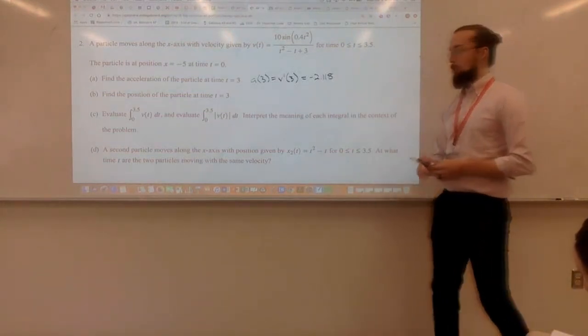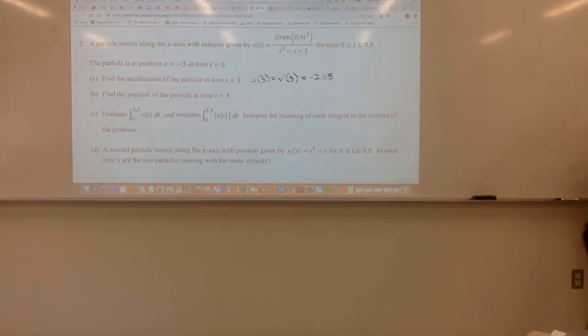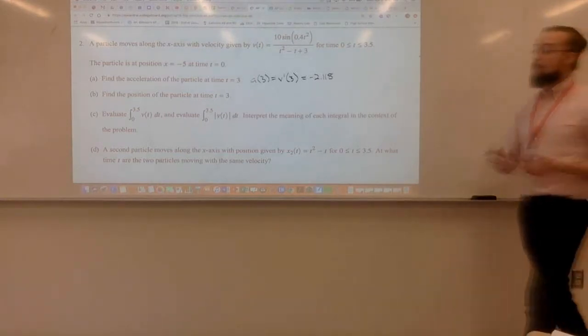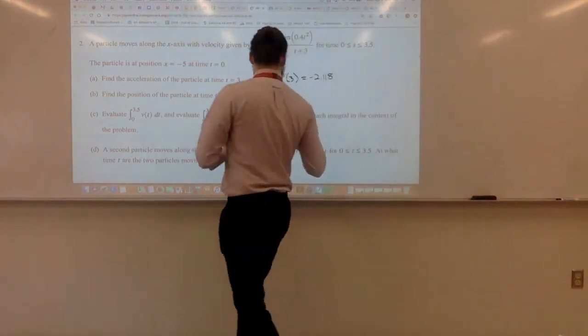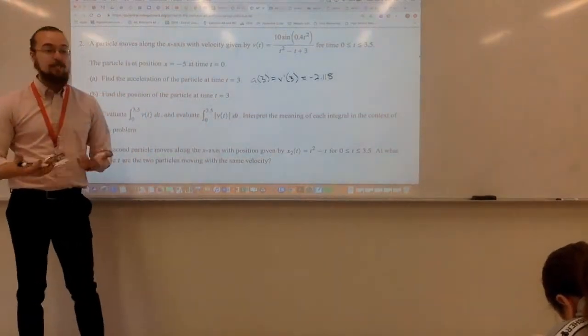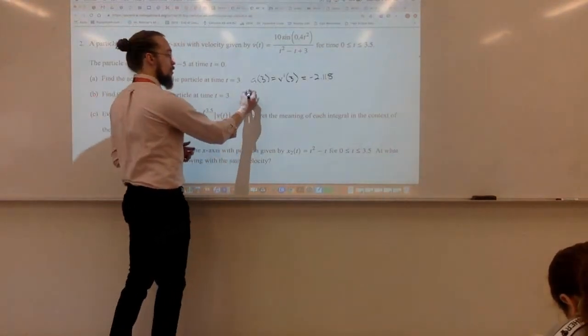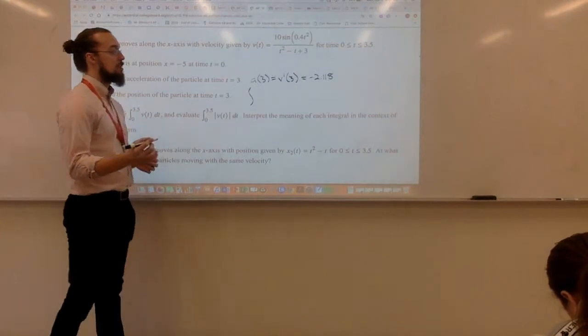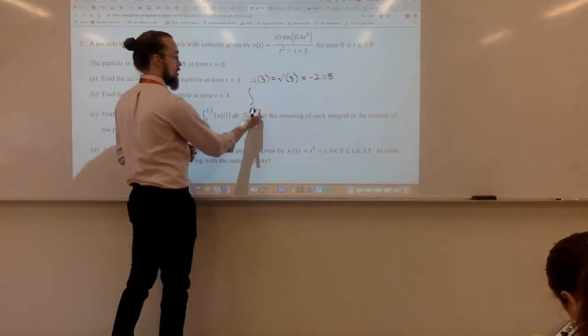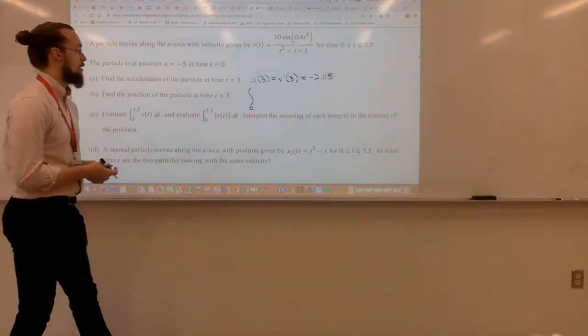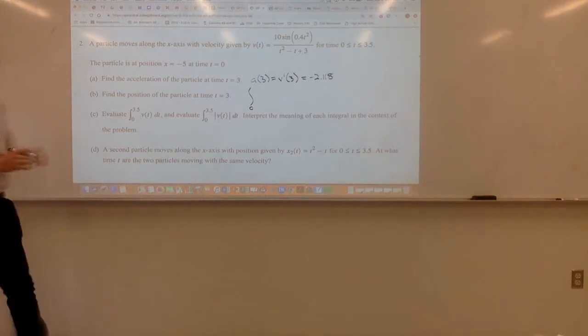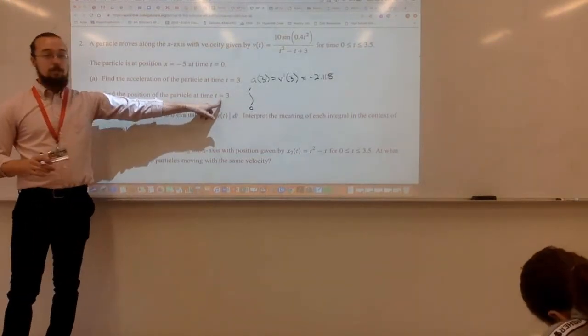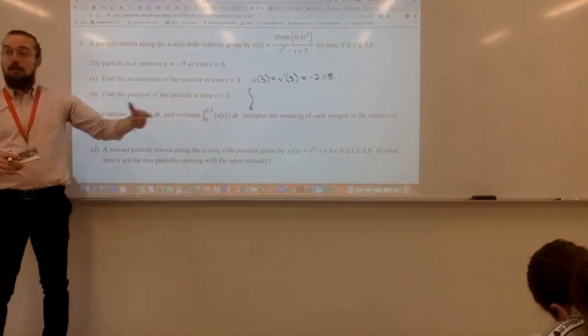Find the position at t equals 3. You have to take the antiderivative. So here, our work would just be setting up the integral. Okay, so what will my bounds be? 0 to 3. No, because it wants it at 3. We want the position at 3, not at 3.5.